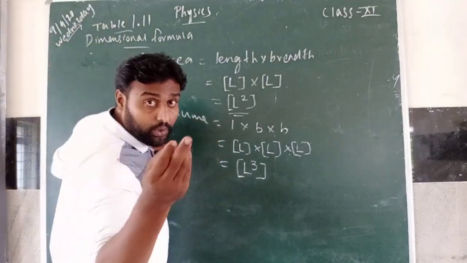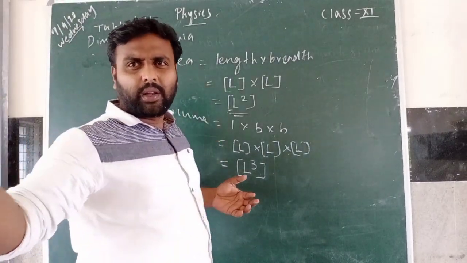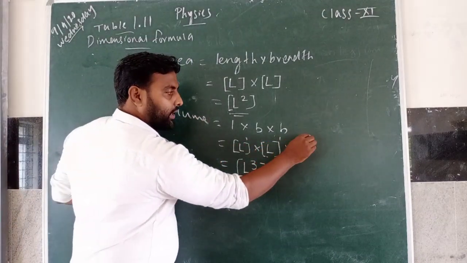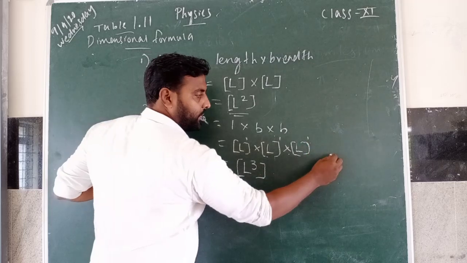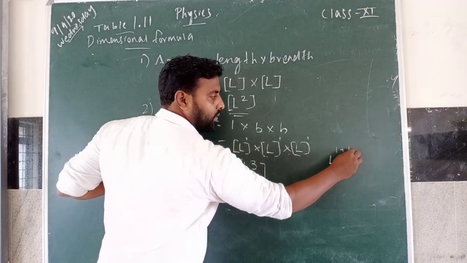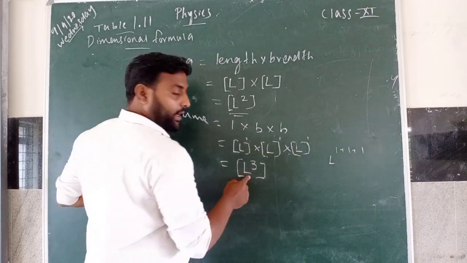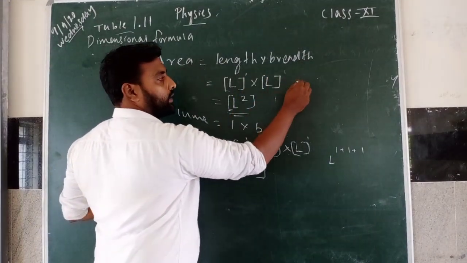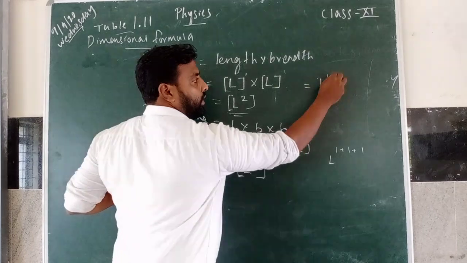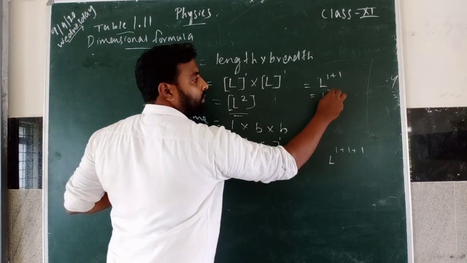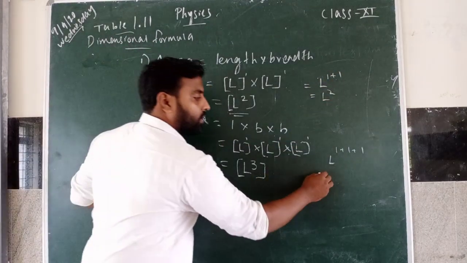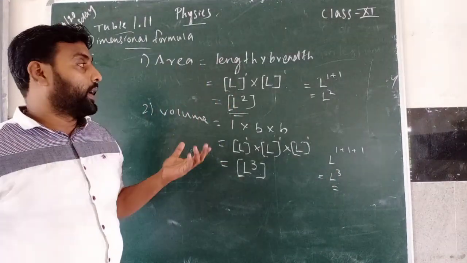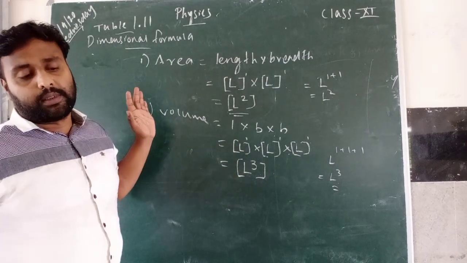How do you know? You all know, I think you learned this in lower grades. Here the power is 1, here 1, here 1, so L to the power 1 plus 1 plus 1 gives L cube. For area, here 1 and here 1, so L to the power 1 plus 1 is L square. So for volume, L cube. This is how we find the dimensional formula.